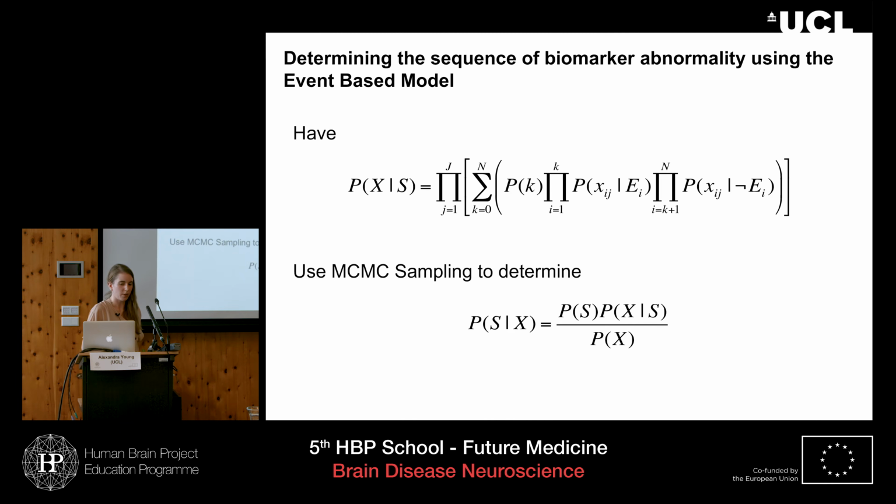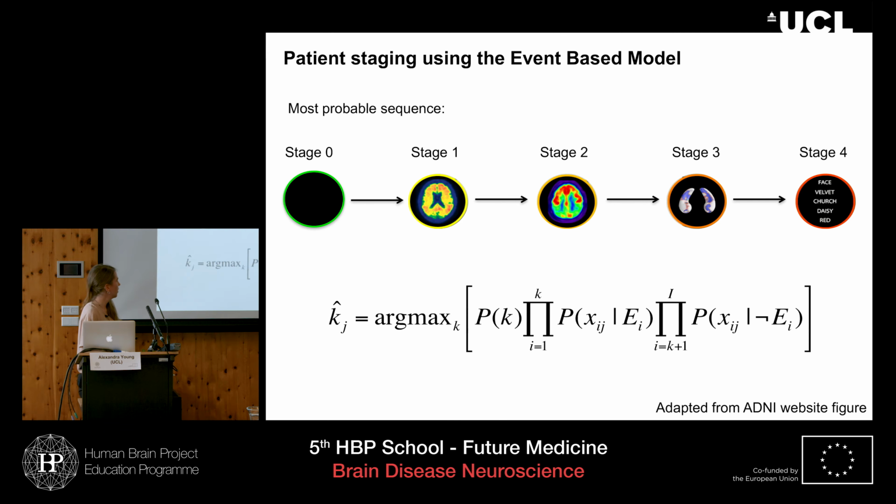So we have an equation for the probability of the data given a particular sequence, and we can then use MCMC sampling to determine the probability of a particular sequence given the data, and also the distribution of possible different sequences. That gives us the uncertainty in the most probable sequence of events. We can then perform patient staging using this model simply by taking the most probable sequence of events and then evaluating an individual's probability of belonging to a particular stage along this model.